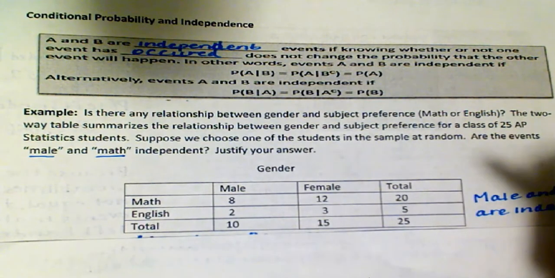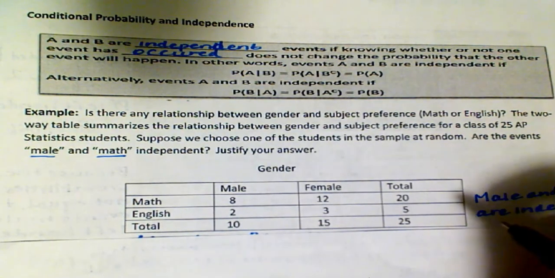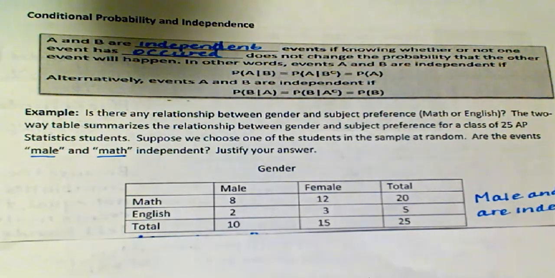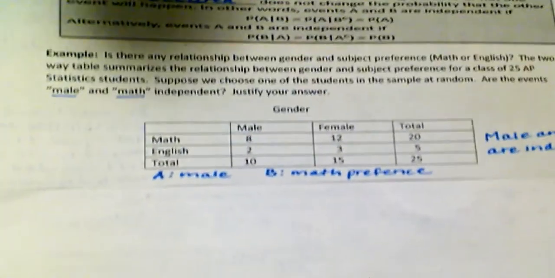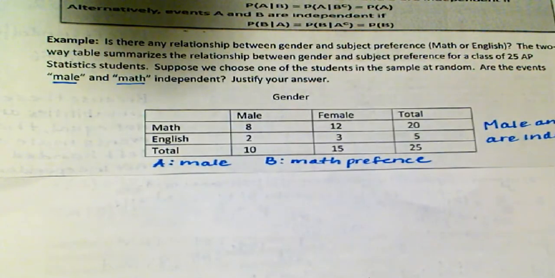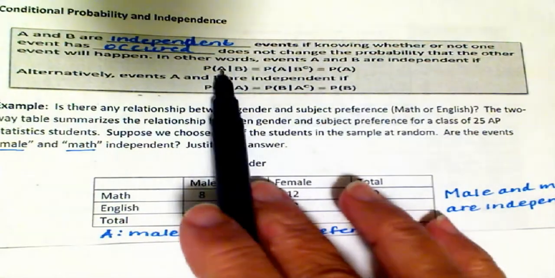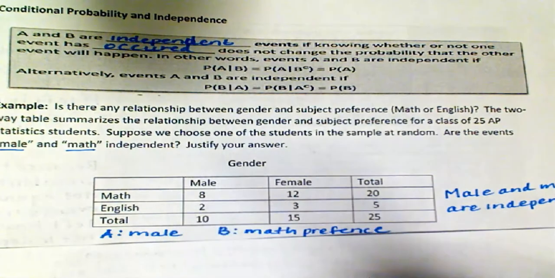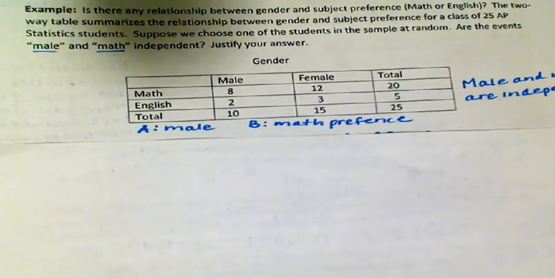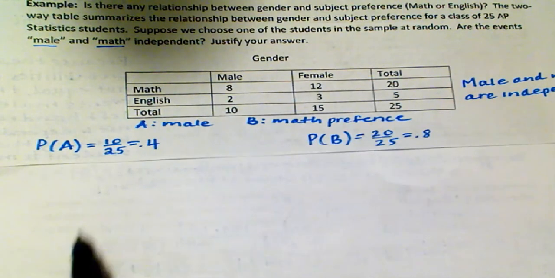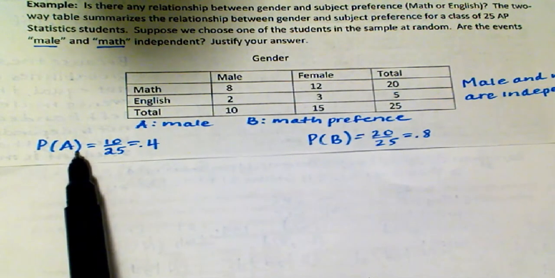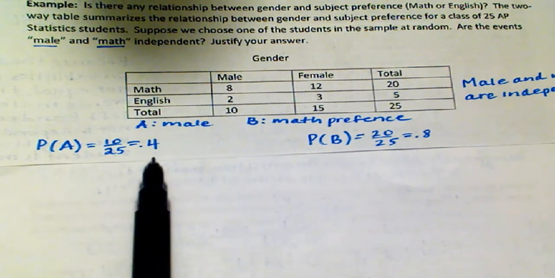So there's a couple things you could do. If you're comparing math and male, what I did is I said A was male and B was math, that they prefer math, okay? A lot of people are going, well, do I do A given B or B given A? Honestly, it doesn't matter to show independence. So I'm going to show you both. What I did first is I found the probability of A. Probability that you have a male is 10 out of 25.